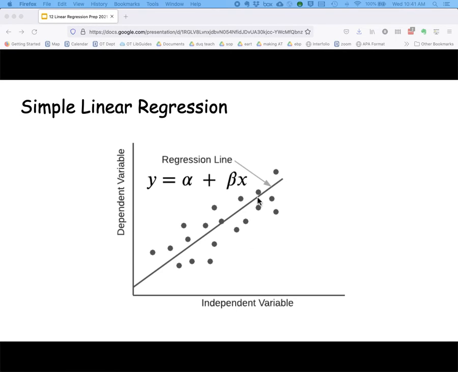So this is our linear regression line, that's the equation, and the things that we're going to focus on are how well does this line fit the data that we saw, and how steep is this line? What's the value of beta?